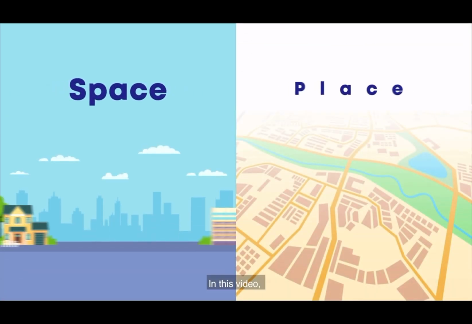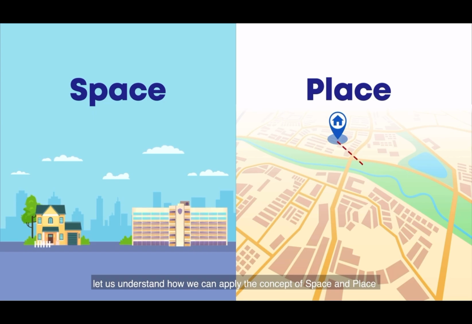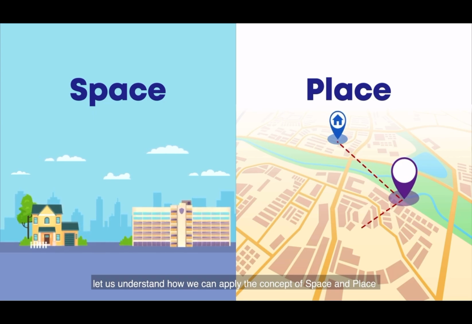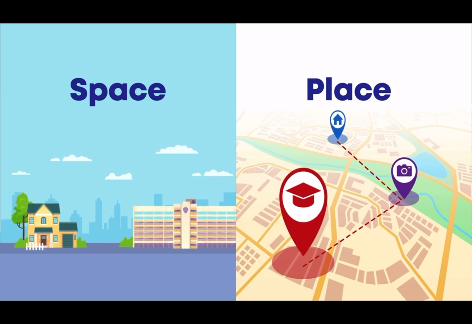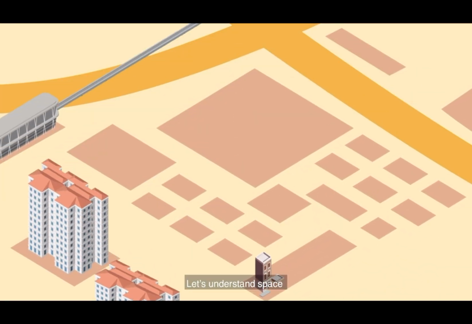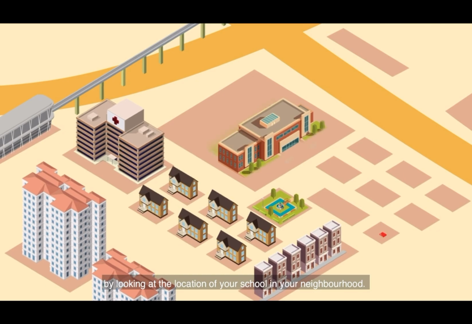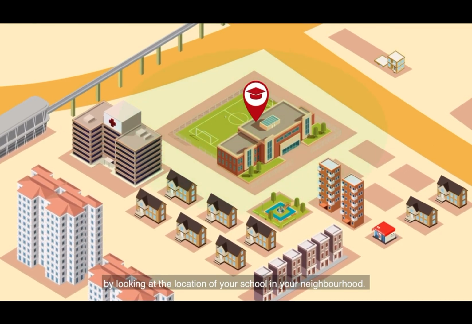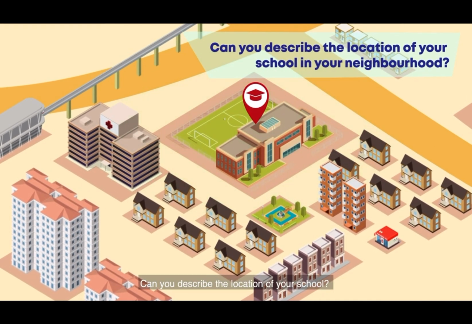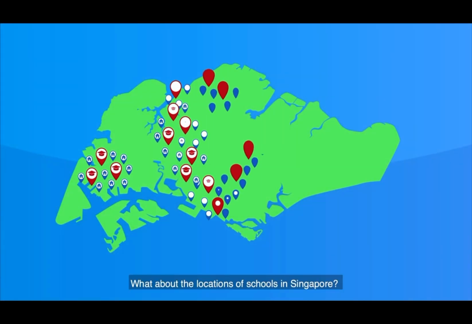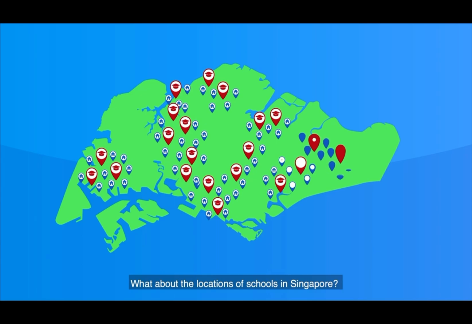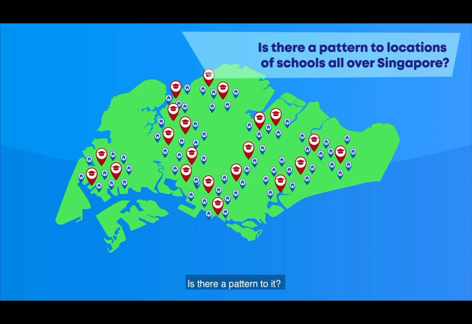In this video, let us understand how we can apply the concept of space and place to understand geography in everyday life. Let's understand space by looking at the location of your school in your neighborhood. Can you describe the location of your school? What about the locations of schools in Singapore? Is there a pattern to it?